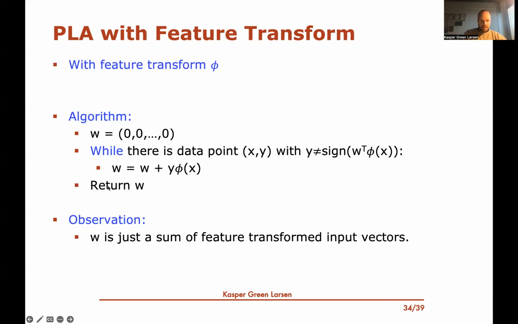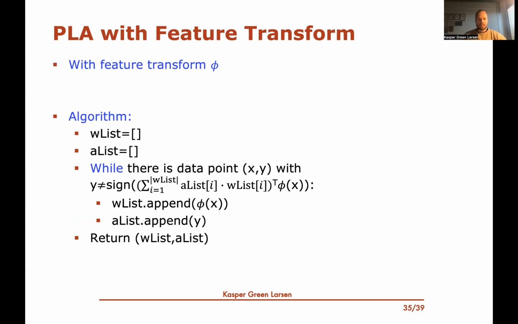Now, what you see here is that the update rule for W is that W at any given time is just a sum of feature transformed input vectors multiplied with our labels Y. And the only thing we're doing is computing inner products against W. So we can actually do it using kernels. So let's try and see.